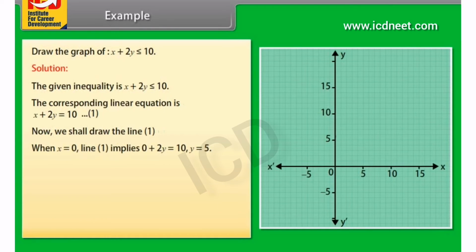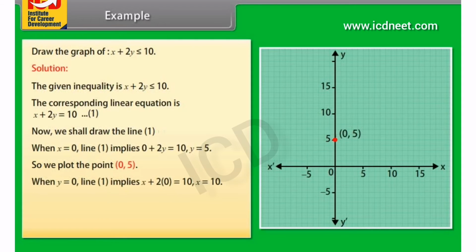When x is equal to 0, line 1 implies 0 plus 2y is equal to 10, so y is equal to 5. So we plot the point (0, 5). When y is equal to 0, line 1 implies x plus 2 into 0 is equal to 10, so x is equal to 10. So we plot the point (10, 0).